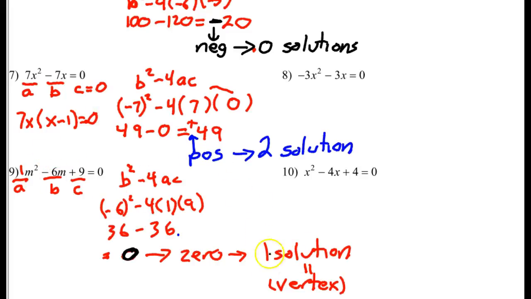When you're doing this, where the vertex is also the solution because the discriminant equals 0, you can just go ahead and find, well, if I find negative b over 2a, that's going to be the vertex, but it's also going to be the x-intercept. They're the same thing when the discriminant is 0.